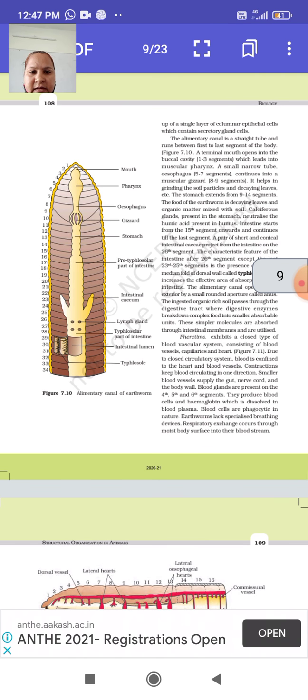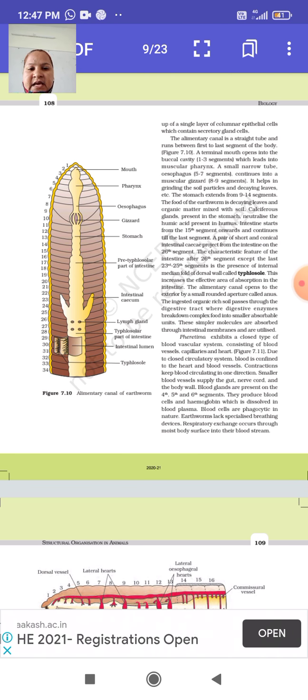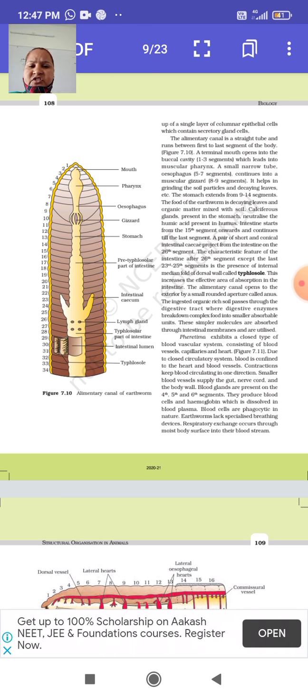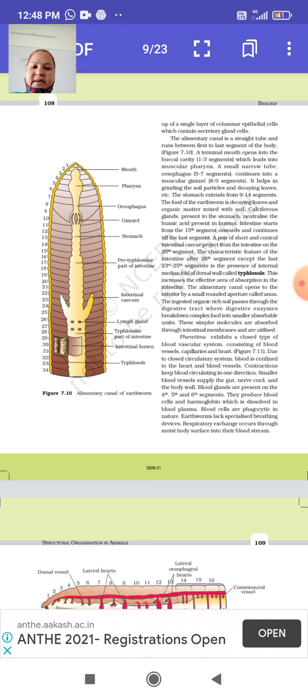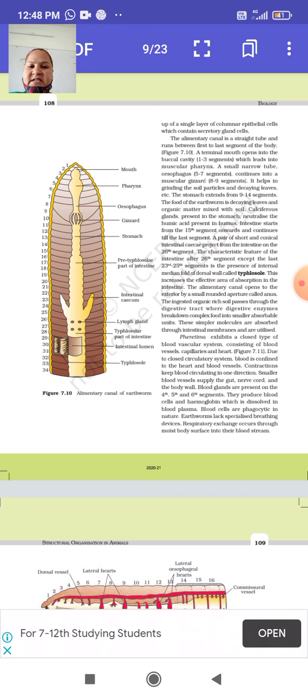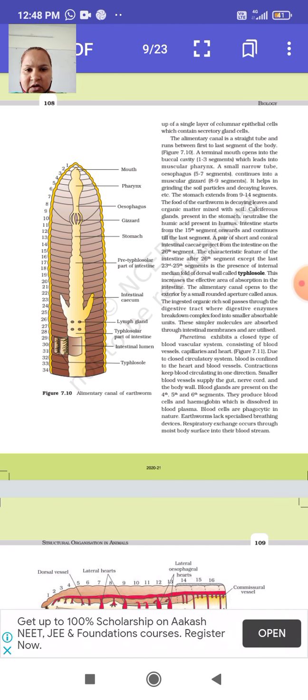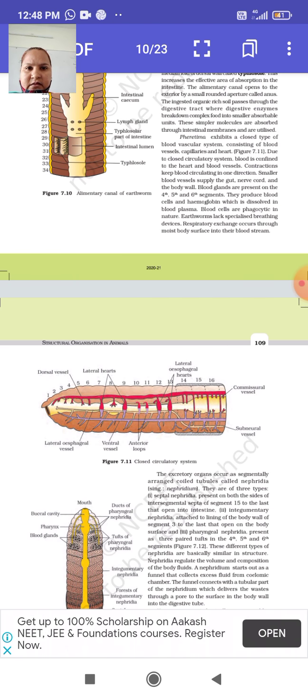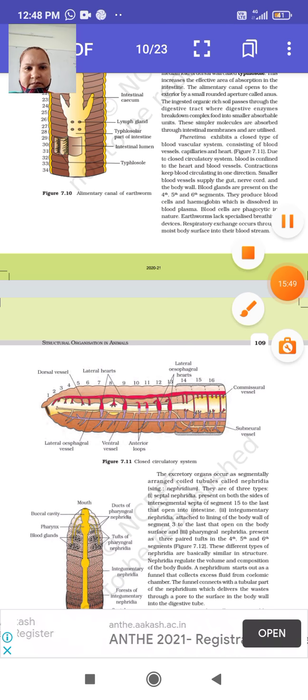The earthworm lacks specialized breathing devices, meaning the earthworm does not have any specialized breathing devices like lungs and so on, which are present in other animals, but the earthworm doesn't have these types of devices. Respiration basically occurs through the body surface only, that is through the skin only, into their blood streams. Okay, now, students, this much we'll study today, only this much.